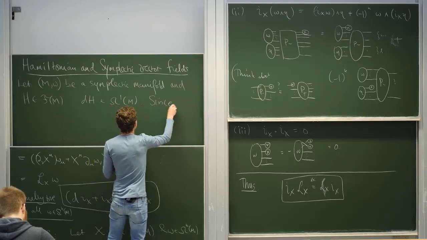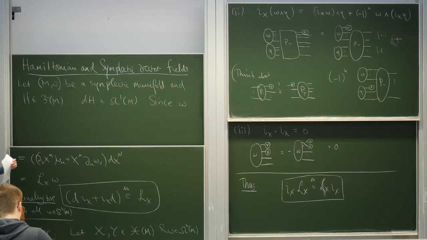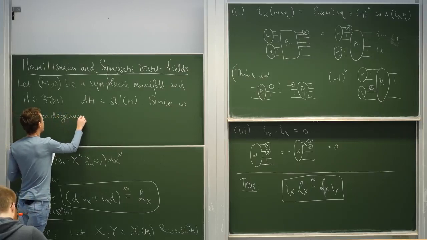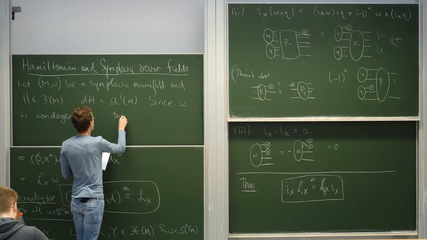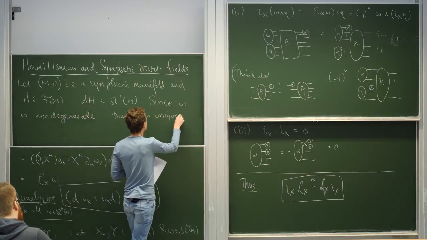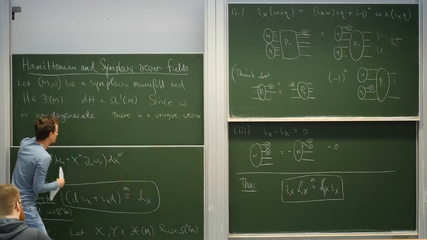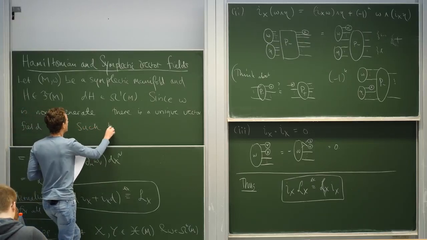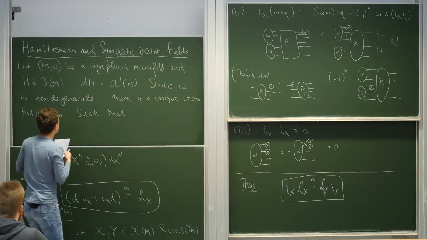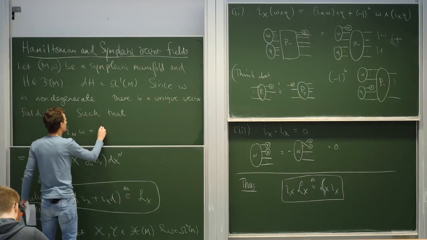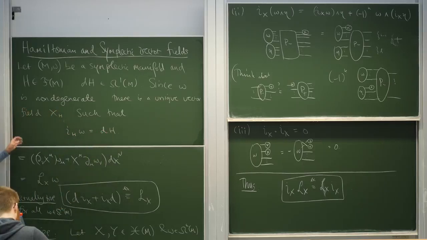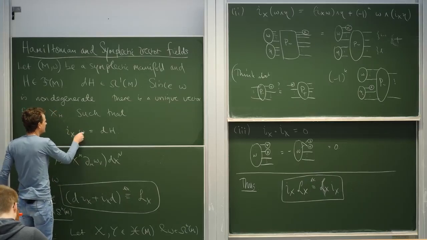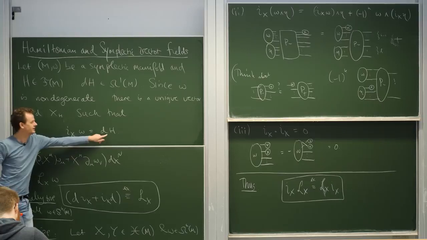And here comes the beautiful bit. Since this closed two-form omega is non-degenerate, there's a new unique vector field, which we'll call X_h, such that if you interior product that vector into our symplectic two-form, then we get dh.